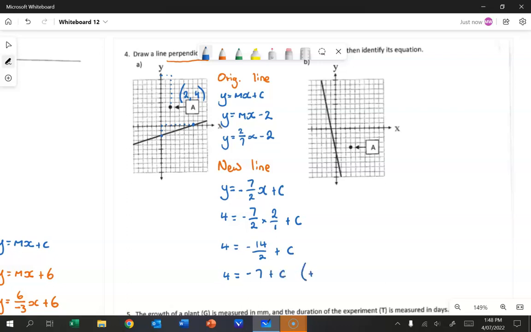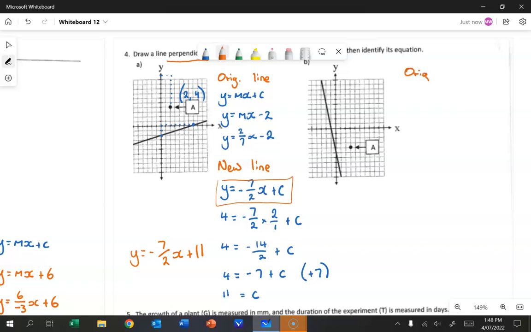Balance method, add 7 to both sides. C is 11. And then go back to where you were forming your equation for your new line. You've got your gradient and your c value now, so your final answer is y equals minus 7 over 2x plus 11, and that one's solved. Let's do the other one. Maybe pause me now, have a go at doing it yourself and check that you've got it right.